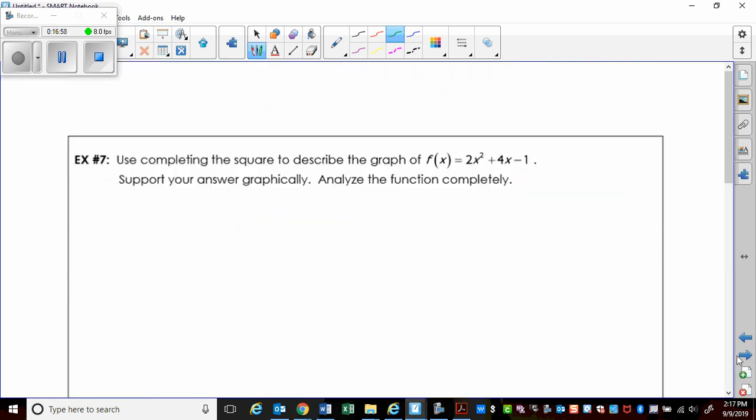Reread the steps. Okay, let's try it again. You guys can use your graphing calculator or Desmos to graph this, but I'm actually going to go over how to complete the square. Use the completed square to graph. Okay, good.